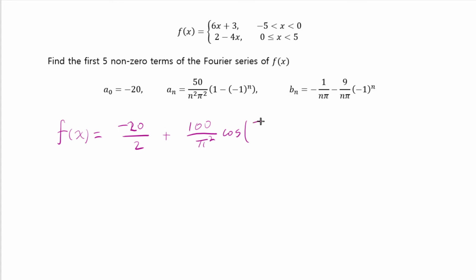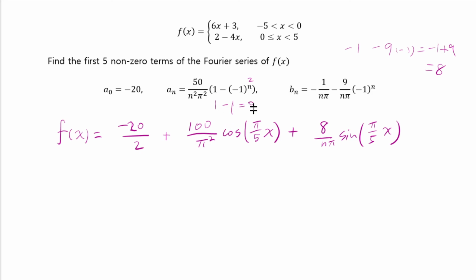But n is 1, so it's pi over 5x plus, and then b1 would be, when you plug in 1, you get negative 1 minus 9 with negative 1. So that's negative 1 plus 9, which is 8. Okay, and there's also the n pi with n equals 1, so it's 8 over pi sine pi over 5x. And then when n is 2, let's see, negative 1 squared is just 1, right? But 1 minus 1 is 0, right? So a2 will become 0.